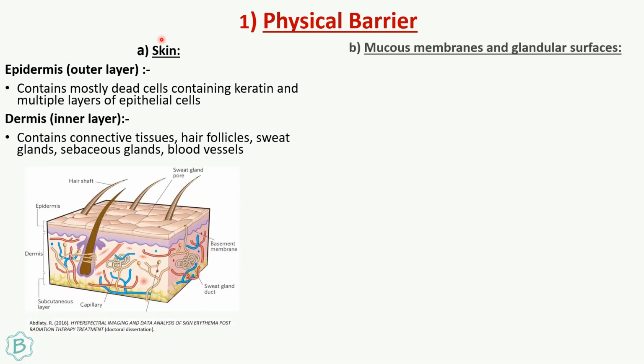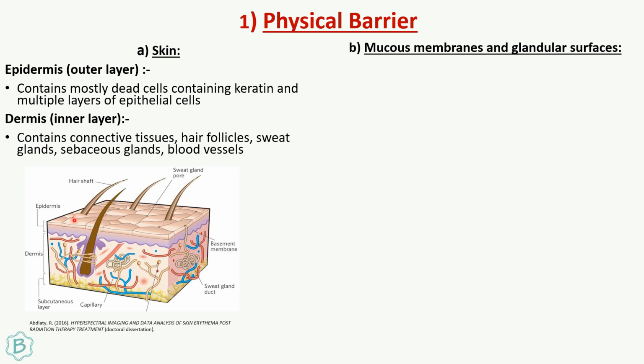In this picture over here, you can see that the epidermis is a much thinner layer. This is the outer layer of our skin. It mostly contains multiple layers of epithelial cells and it also has dead cells. Now, these dead cells have a waterproof protein that is keratin, and keratin, you would know, is the protein which is mostly found in your hair, your nails, etc.